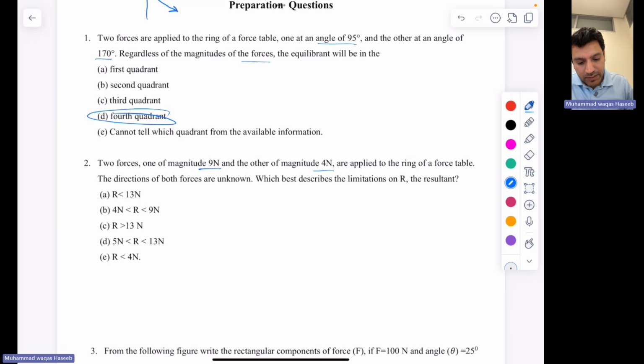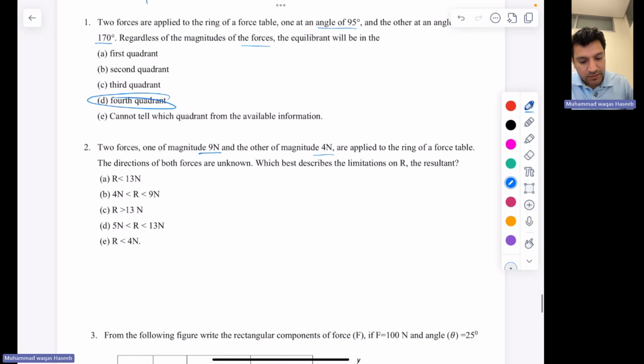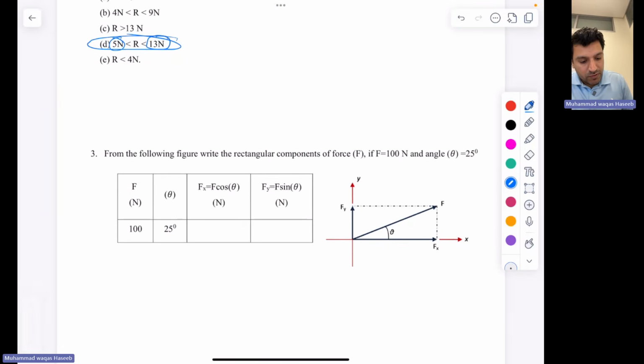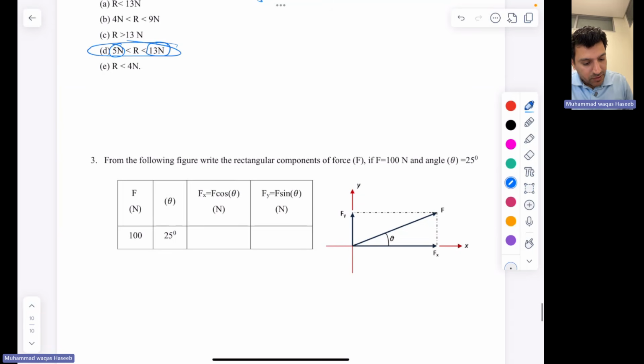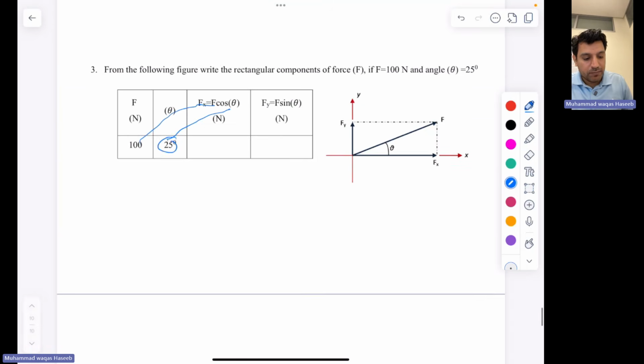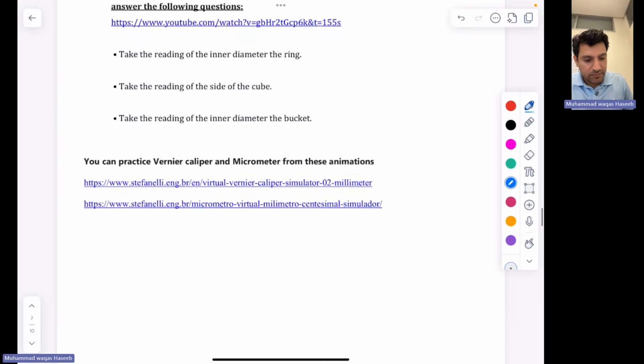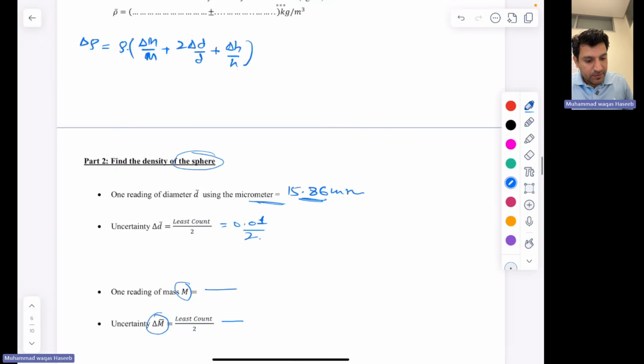So the two forces of these magnitudes are applied on the force table. Which best describes the limitation on R, the resultant? If we sum these two values, it becomes 13, and if we subtract these two values, it becomes 5. So the range of the force is that it should be less than 13 and greater than 5. Okay, and this you can easily solve. So F cosine theta: you have theta, you just substitute the value into it, and you will get the components. So this is just a brief review.